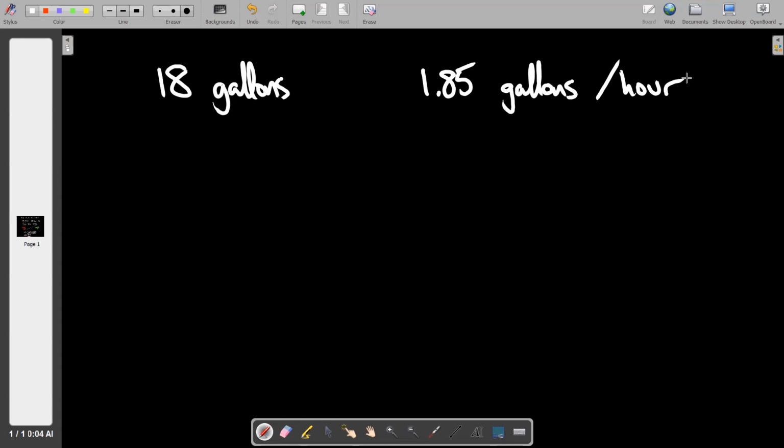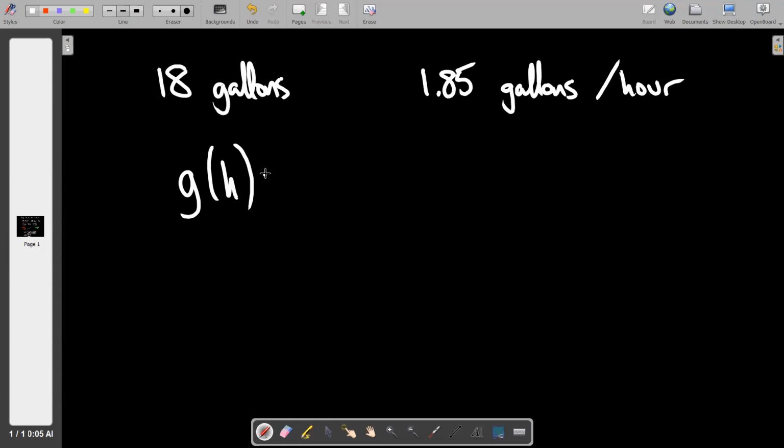So you can picture that situation, right? You've got a nice full 18-gallon gas tank, but every hour, at an average rate of driving, you burn 1.85 gallons of gas, right? So what would be a good name for this model or function? G for gas or gallons. So G of what? H. Gallons or gas is a function of hours. I love it. Perfect variables.